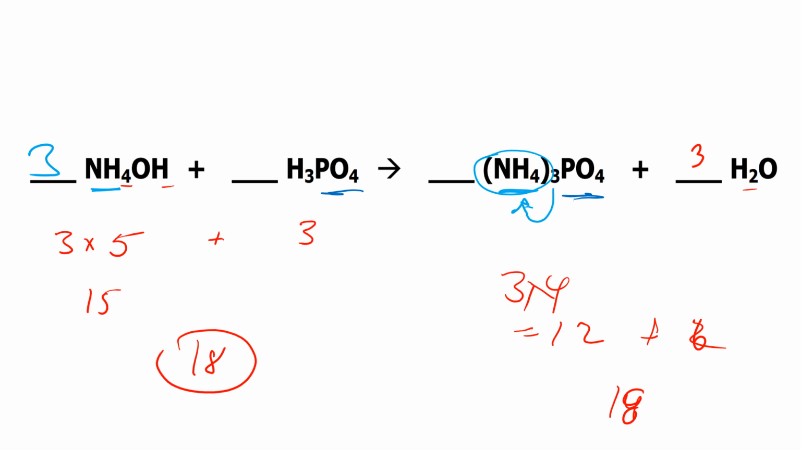Now let's look at our PO4s. Let me just double check the O's. I have 3 O's here, and 4 O's here. That's a total of 7. Here on my product side, I have 4 O's, and I have 3 O's from this 3 times O. A total of 7. So I'm balanced now. So 3, 1, 1, 3 for my coefficients.